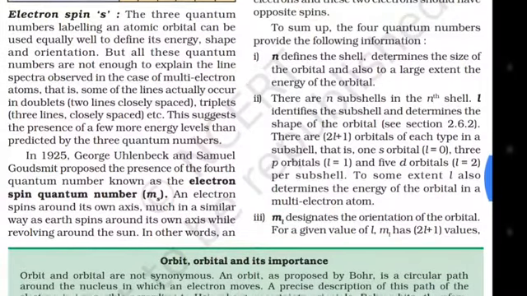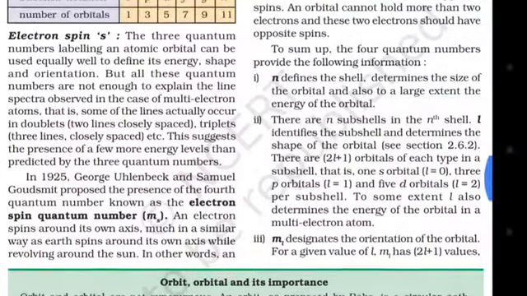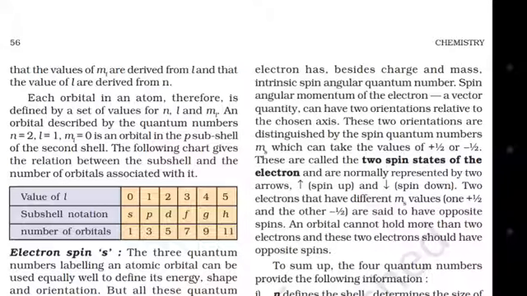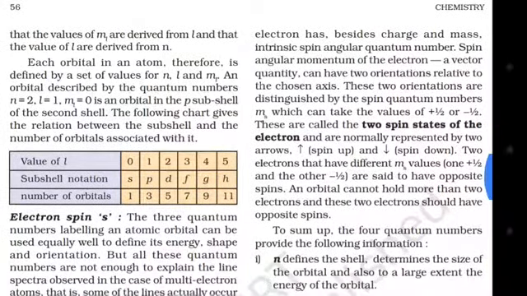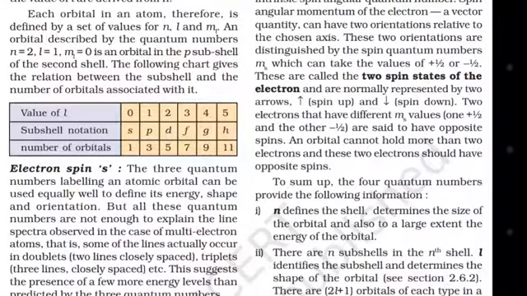In 1925, George Uhlenbeck and Samuel Goudsmit proposed the presence of a fourth quantum number known as the electron spin quantum number ms. An electron spins around its own axis much in a similar way as Earth spins around its own axis while revolving around the Sun. In other words, an electron has, besides charge and mass, intrinsic spin angular momentum, a vector quantity, which can have two orientations relative to the chosen axis. These two orientations are distinguished by the spin quantum number ms, which can take the values of plus half or minus half, and these are called the two spin states of the electron and are normally represented by the arrows, spin up and down arrow, that is spin down.